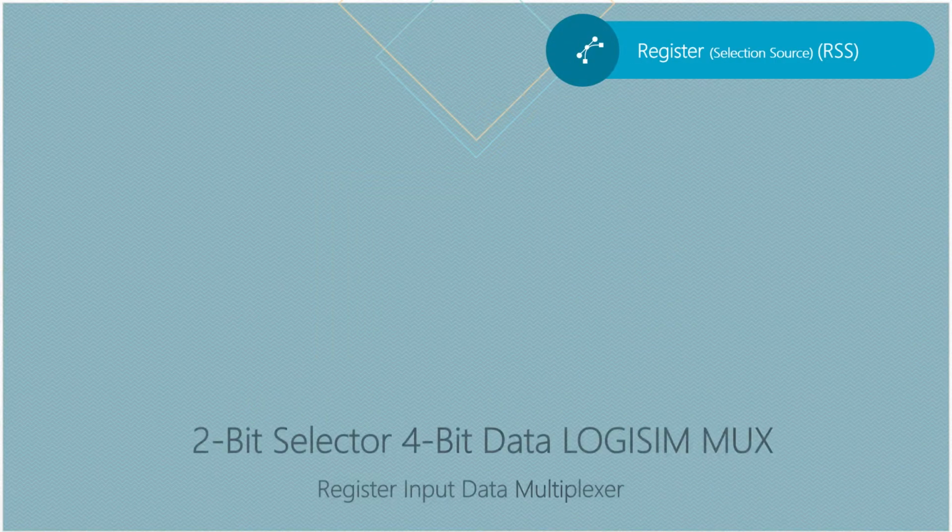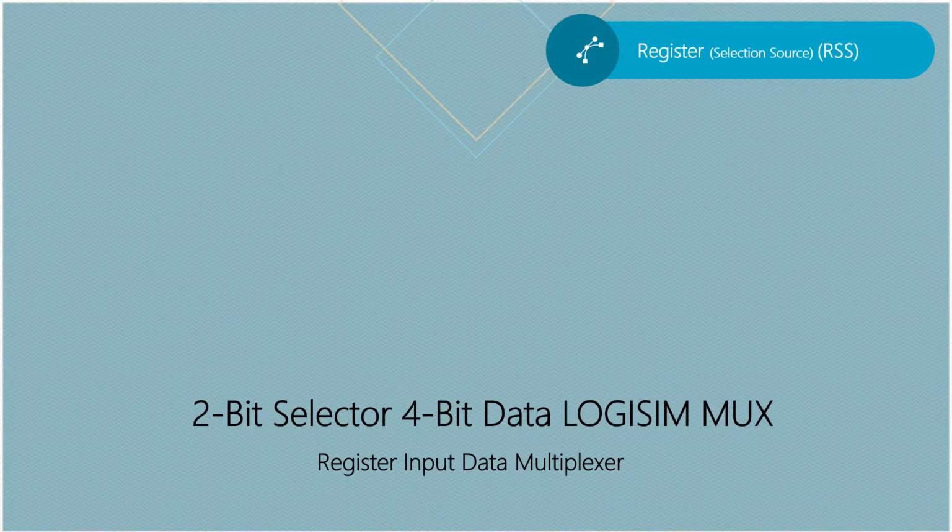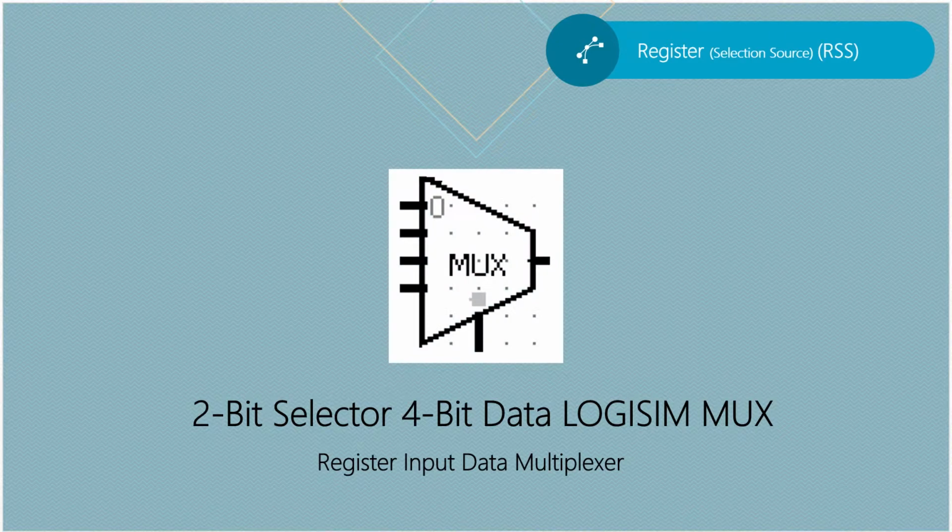The next is the multiplexer, which selects the source for the register. It has a 2-bit selector and 4 bits of data per line in and out. It's a register data input multiplexer.